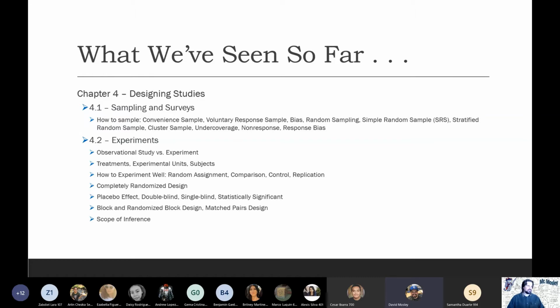Lastly, we discussed the scope of inference. When can I make an inference based on how the study was designed? Can I make an inference about the population or just about the sample? Those types of things.